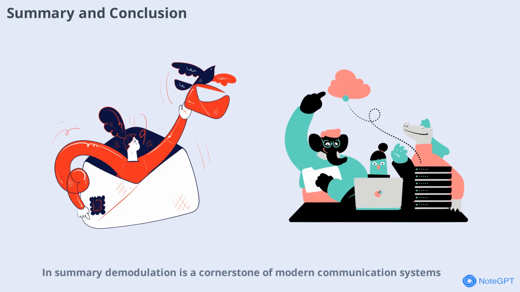Summary: demodulation is a cornerstone of modern communication systems, enabling the extraction of valuable information from modulated signals. From radio and television to the internet and beyond, demodulation makes it possible for us to connect, share, and innovate. As technology advances, the importance of efficient and reliable demodulation will only continue to grow, shaping the future of global communication.